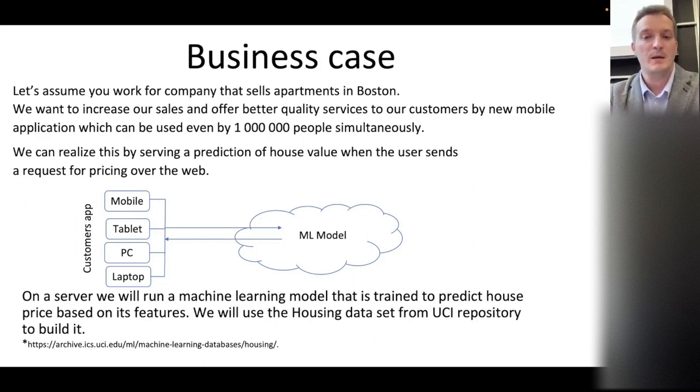So in our server, we will run a machine learning model that is trained to predict house price based on some features. Of course, the features are strictly connected with tabular data, and we will use this famous housing database connected to the UCI repository.